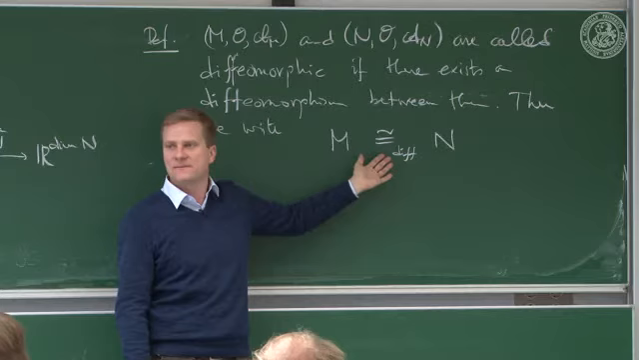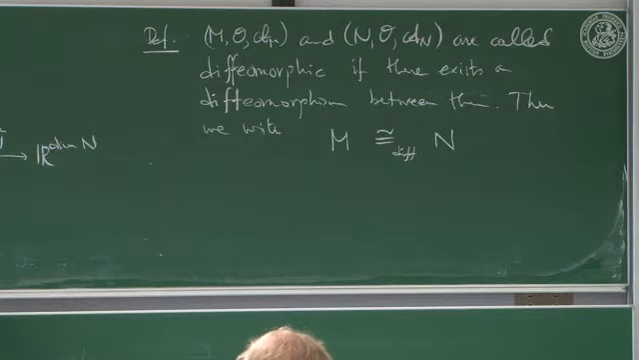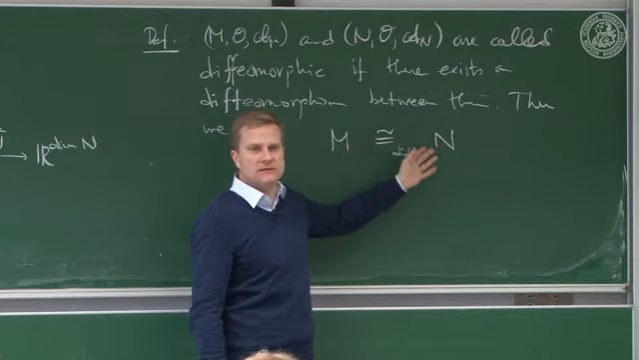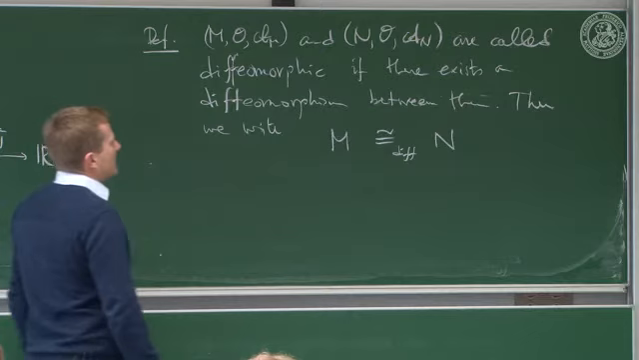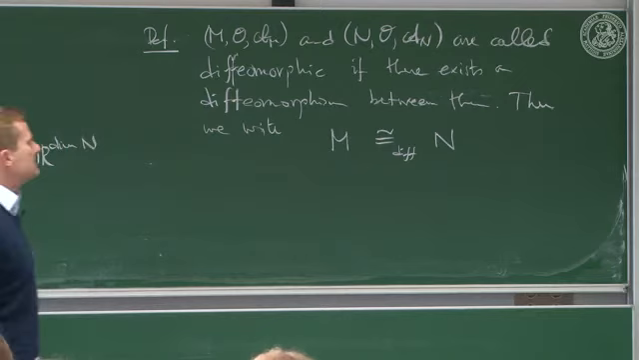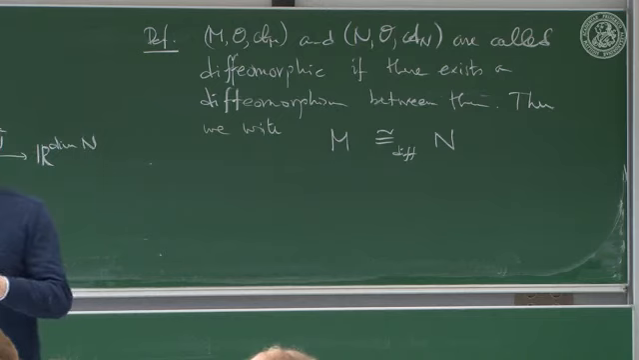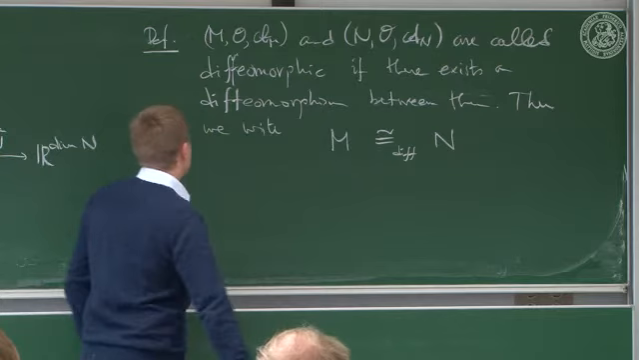Write this, and this is, if you wish, an equivalence relation, because M is diffeomorphic to itself, because the identity is a diffeomorphism. And we will not distinguish, or it's also customary to not distinguish between diffeomorphic manifolds. We call them the same. Seen through the glasses of differentiable structures, they're the same. Now, remark.